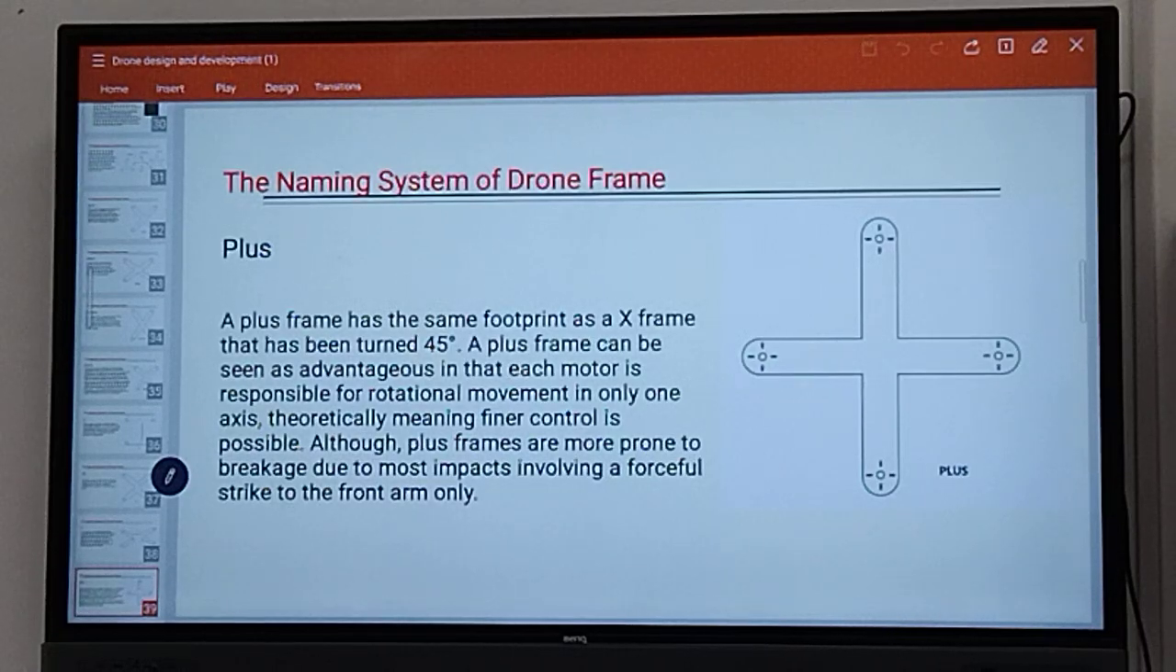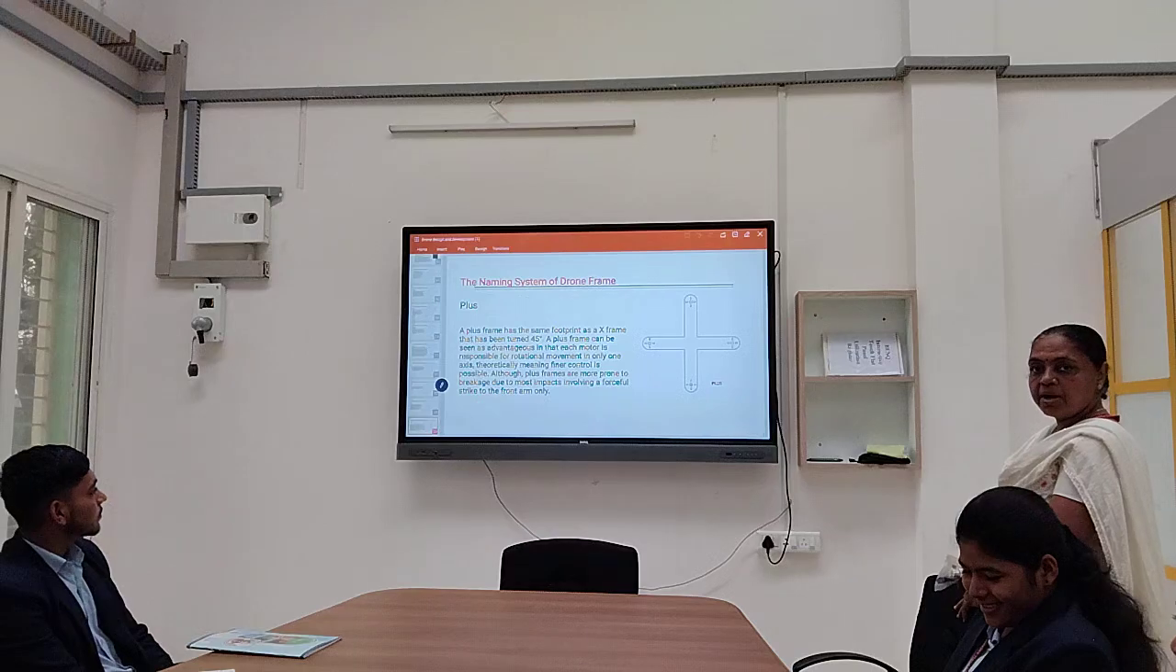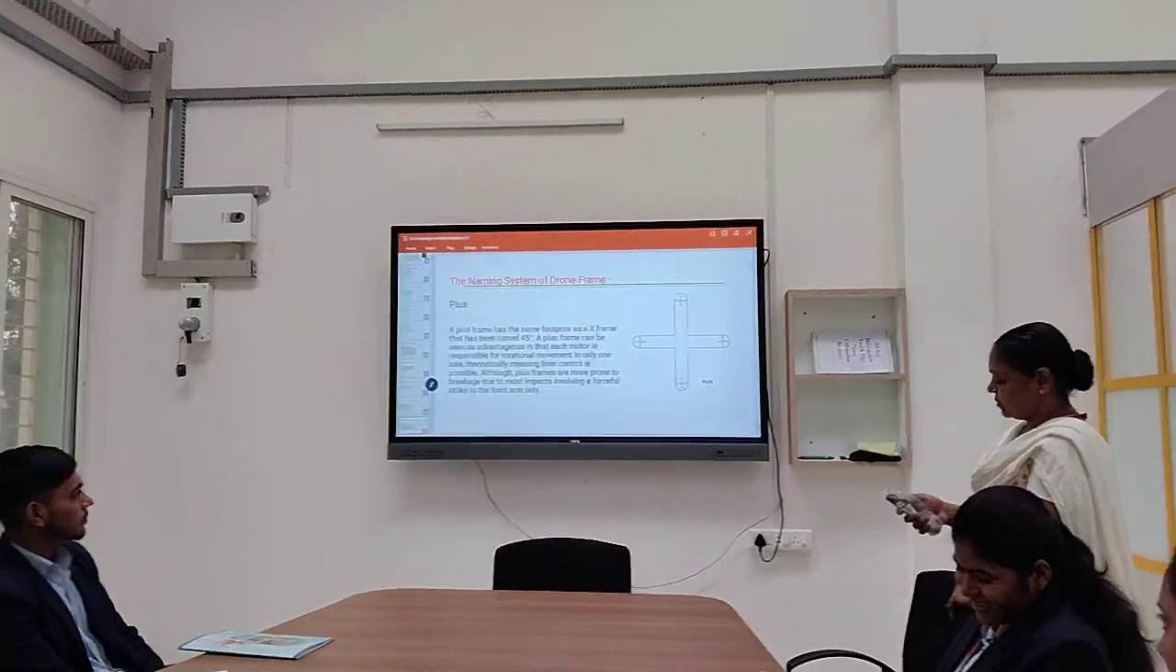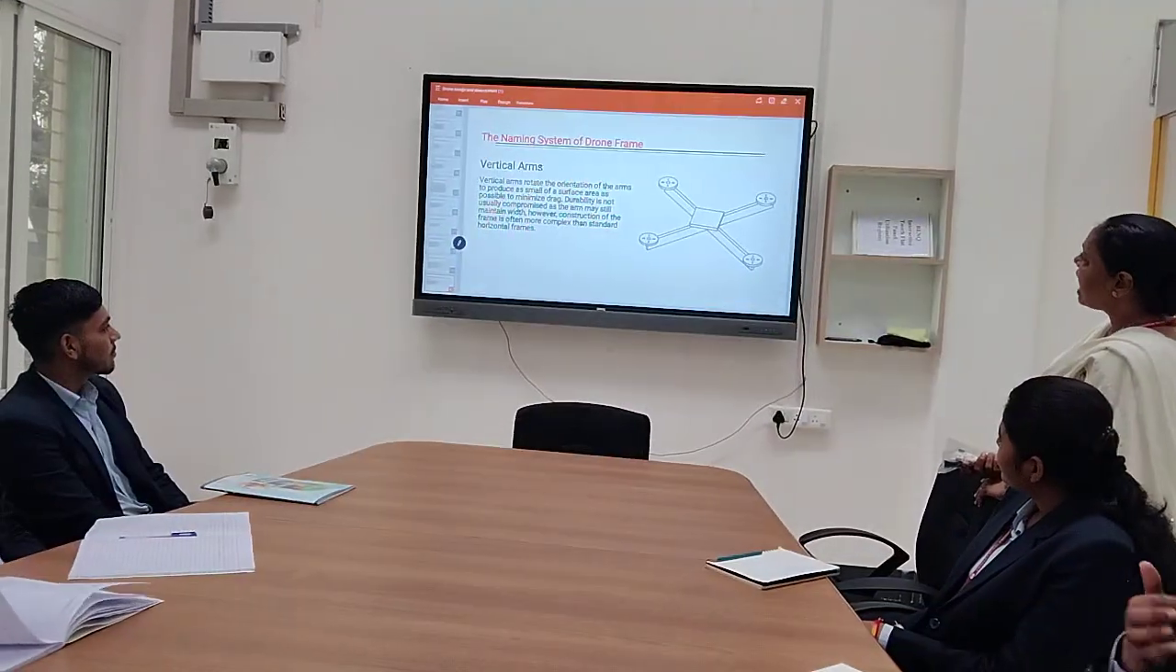A plus plate can be seen as advantageous in that each motor is responsible for rotational movement in only one axis. Theoretically meaning higher control is possible. Although plus plates are more prone to breakage due to most impact involving reinforcement strike to the front arm only. They can break. Next, vertical arms.